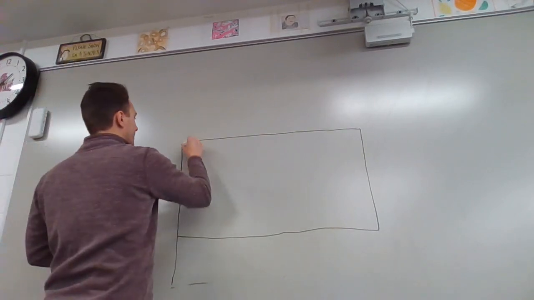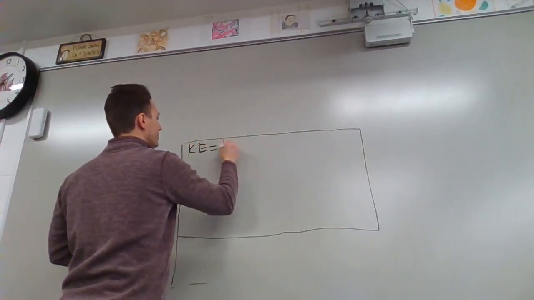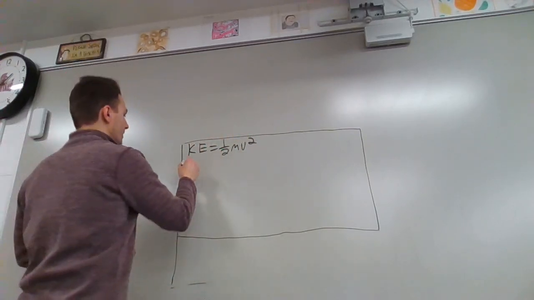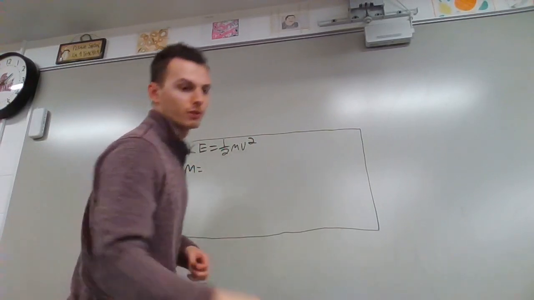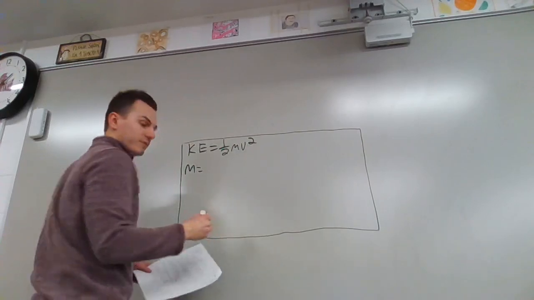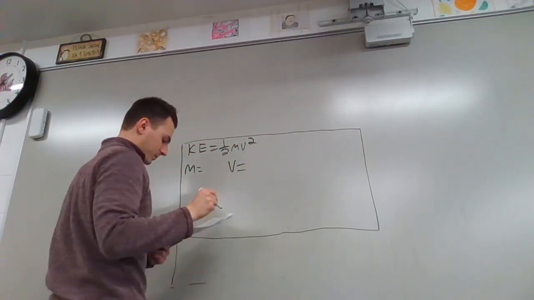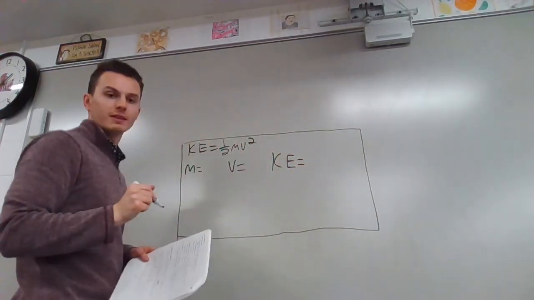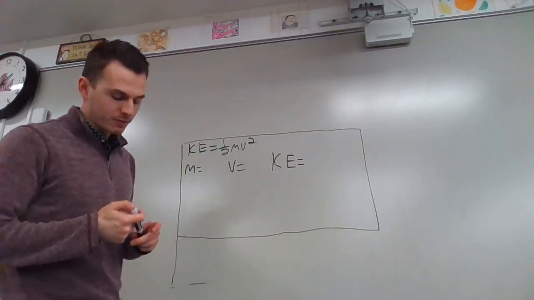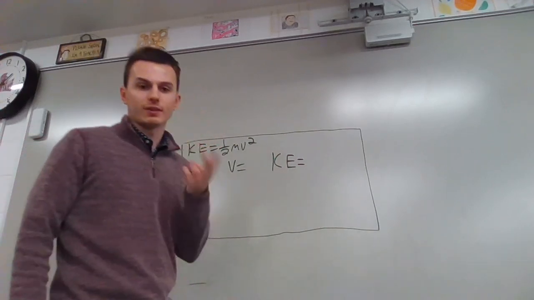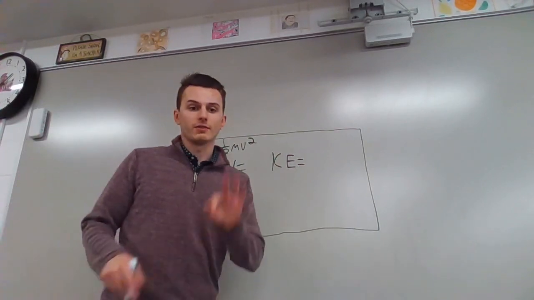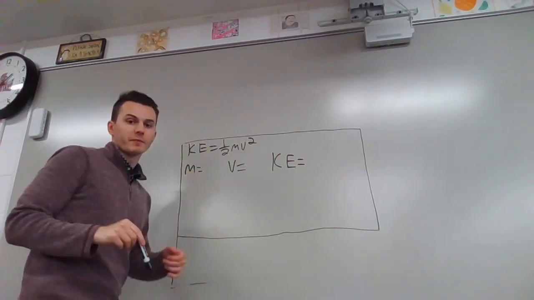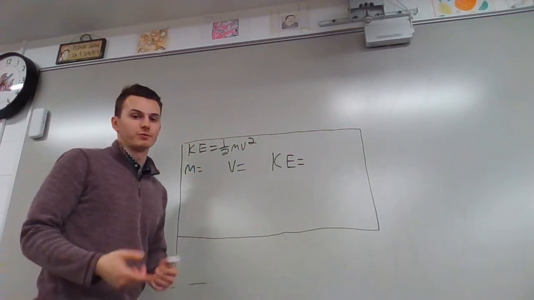So we said kinetic energy equals 1/2 mv squared. For you guys, it's written and it asks you to fill it in accordingly. So it has m equals, v equals, and the last one is KE equals. So just like with the other unit that we did where we were calculating velocity and acceleration, this first equation has 3 components: mass, velocity, kinetic energy. So you will always be given 2 of the 3.